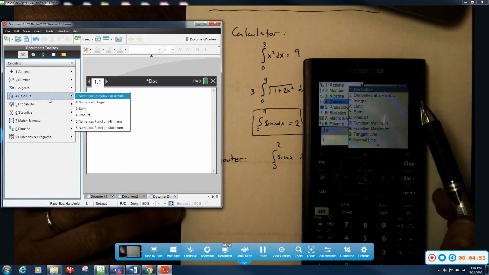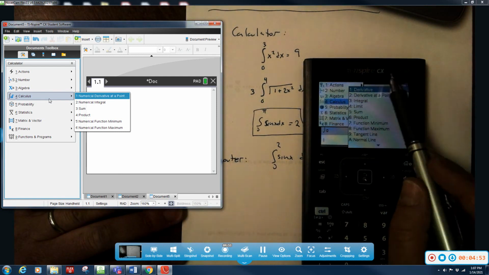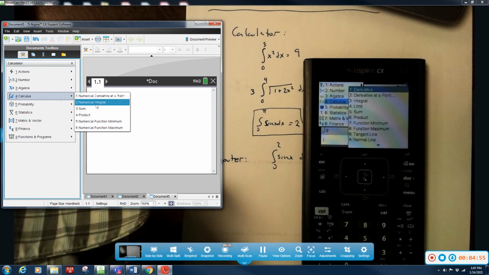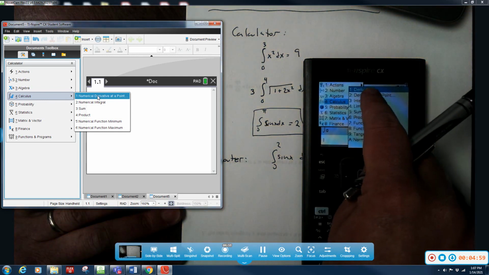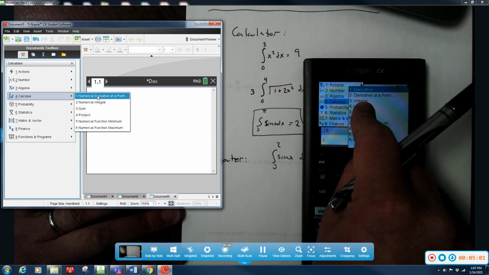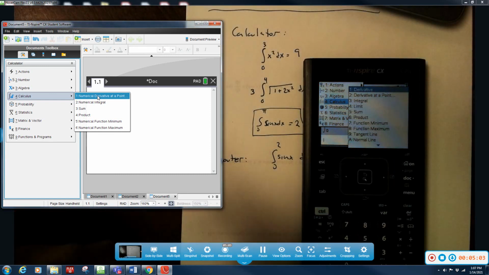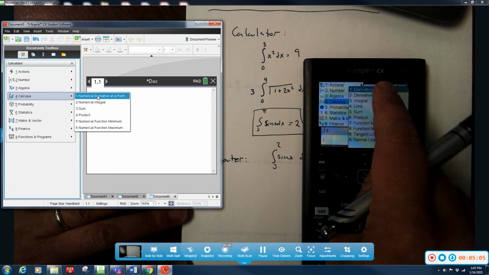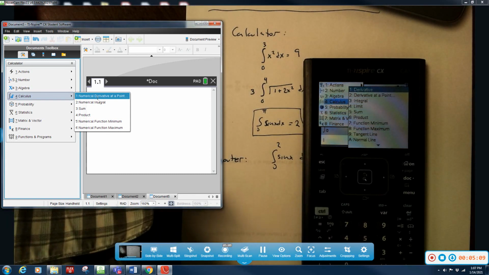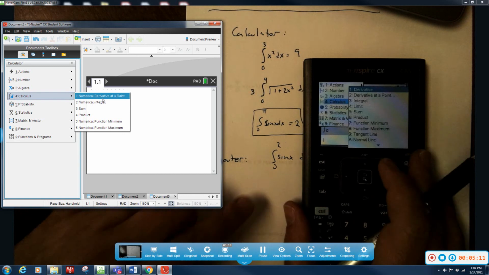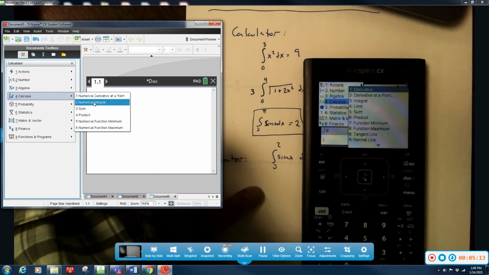And again, same thing. Just look at the little differences. Here we have derivative, derivative at a point. This is a CAS. Over here, this won't find a derivative. The CAS can find a derivative in terms of x. It can also find an integral in terms of x. But we're not worried about that for now. We just need it to find a definite integral. And that's basically right down here where it says numerical integral. So we're going to press 2.